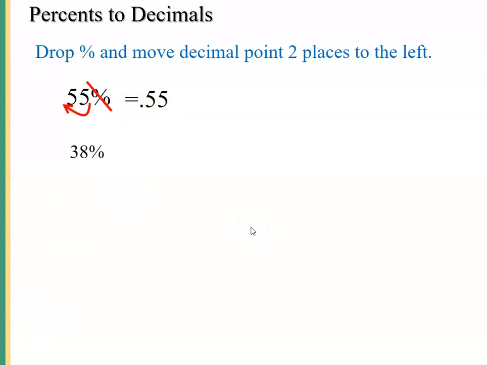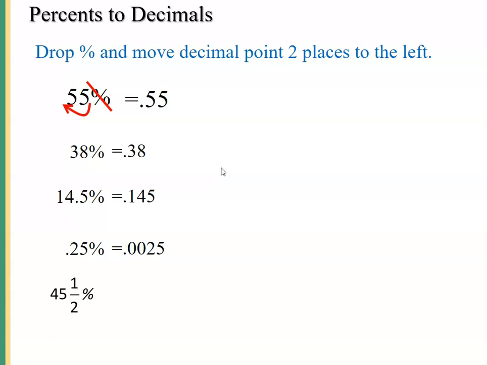Next we have 38%. Again, you drop the percent and then move 2 decimal places, so we have 0.38. 14.5% will give us 0.145. How about 0.25%? That is equal to 0.0025. And then 45 1 over 2, or 45.5%, is equal to 0.455. So that is how you convert percent to decimal.